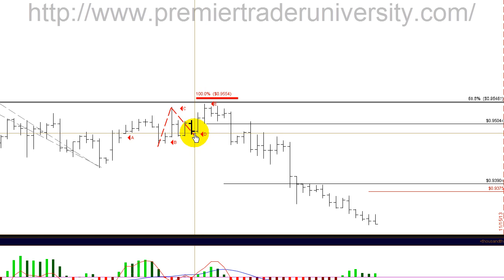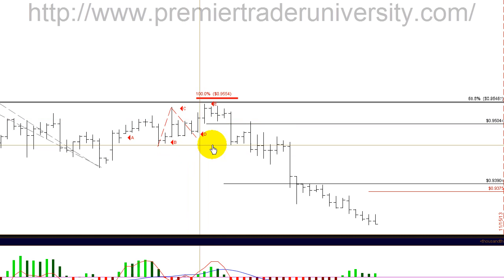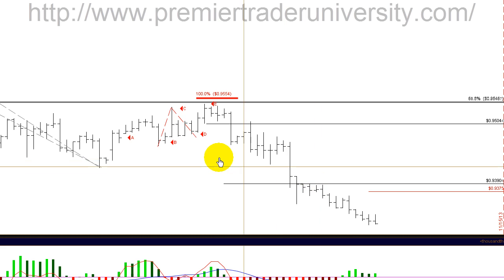I could have put it below this level right here, but for me, if I'm going to be wrong, I want to be wrong early, not late. And as you see, price does crash right through my area, comes back up, retests, and then goes on its merry way.